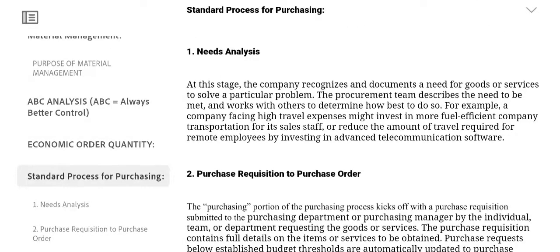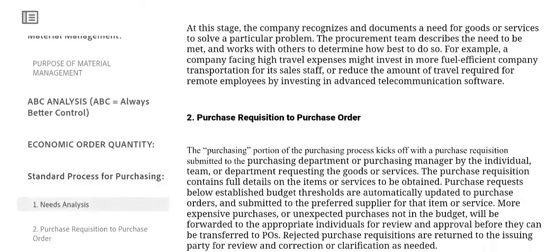First one is needs analysis. At this stage, the company recognizes and documents a need for a good or service to solve a particular problem. The company has decided that we want this type of material. We have studied a lot of things with this, and this material is suitable for an ideal product. So the company is required to have the proper analysis.